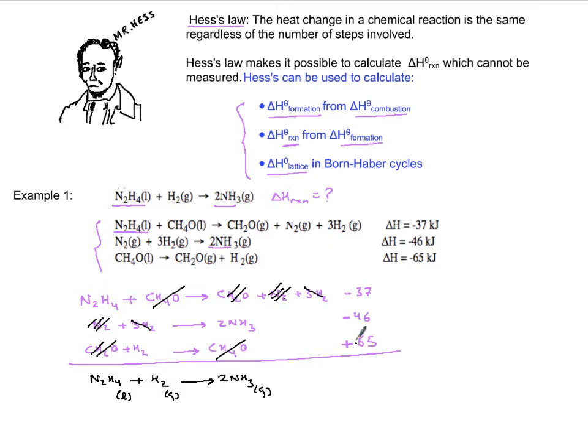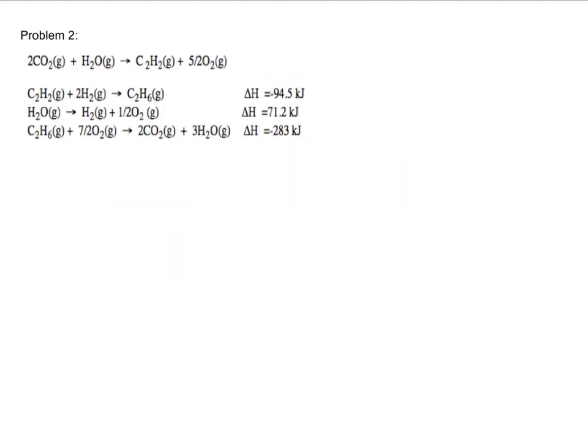Now we're simply going to add these numbers up, and your final answer is minus 18 kilojoules or kilojoules per mole. So that's an application of Hess's law. If you reverse a reaction, change the sign. If you multiply a reaction, multiply delta H as well. Let's look at another example.